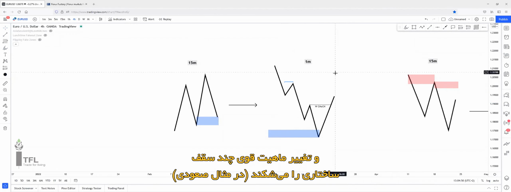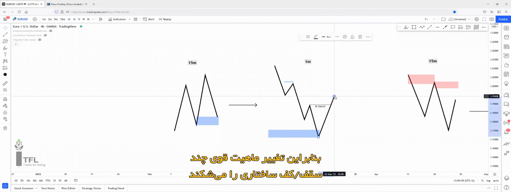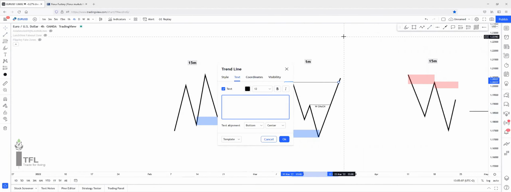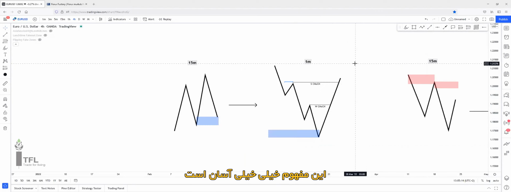The strong change of character will break through several high points / low points on the long trade, I mean the short trade. The strong change of character has to break above several high points / low points, and in this case, this will be a strong change of character right here at this region. So this is a strong CHOCH. This concept is really easy, right?